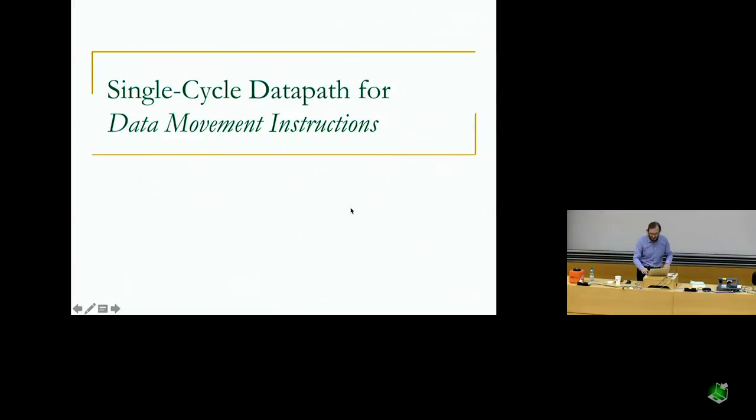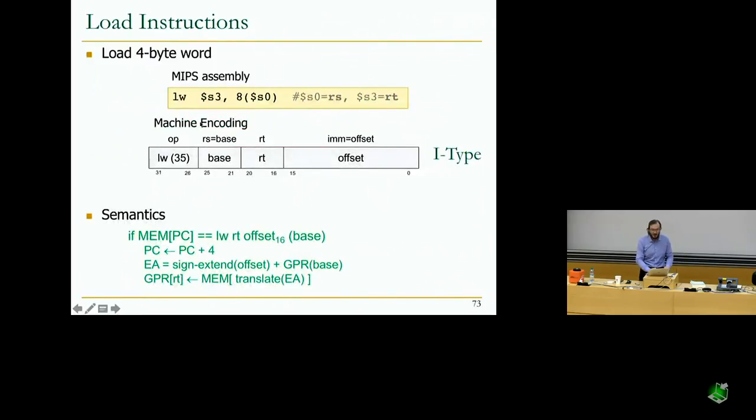Let's do the data path for data movement instructions. This is the load word that you've seen before. Essentially, it has a base register. It computes the address as base register plus sign extend offset. So we need to have data path elements to enable that. And you need to access memory. Ignore the translation part for now. In existing processors, you need to do translation of memory addresses, but we're not going to talk about that. But we're going to basically take the memory address, the effective address, and read from memory, and put the result into the register specified by RT. That's the ISA specification.